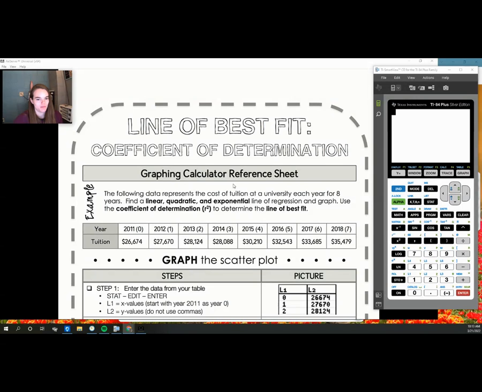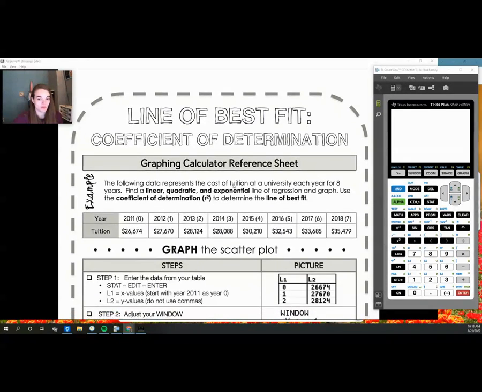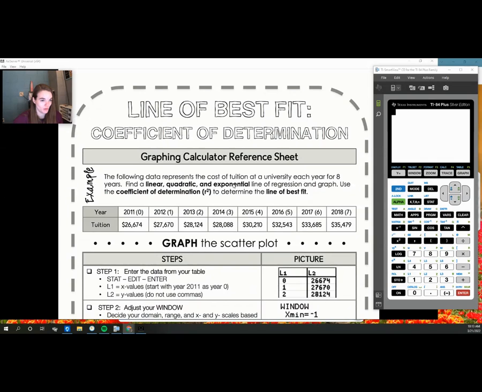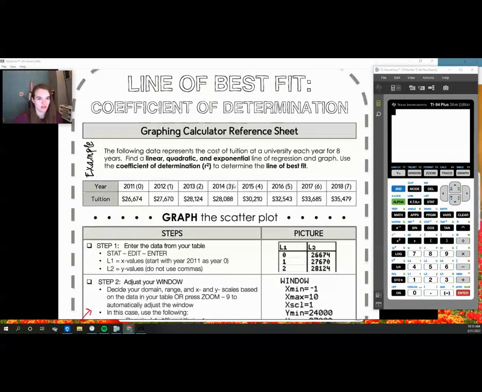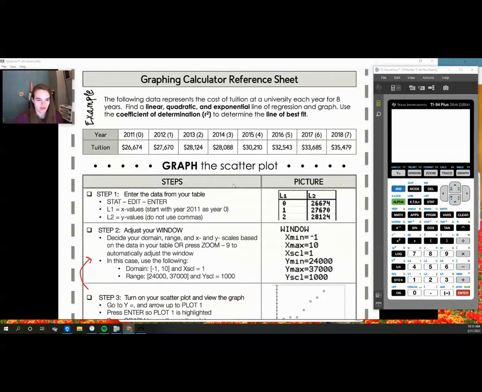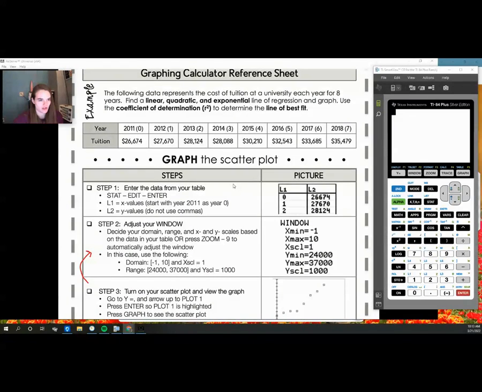So to use this in the calculator, we're going to find a linear, quadratic, and exponential line of regression and graph, and then use the coefficient of determination, r squared, to determine the line of best fit. And we want r squared to be as close to 1 as possible. We kind of talked about that in the last lesson. All right, so we're going to use the calculator to complete this.